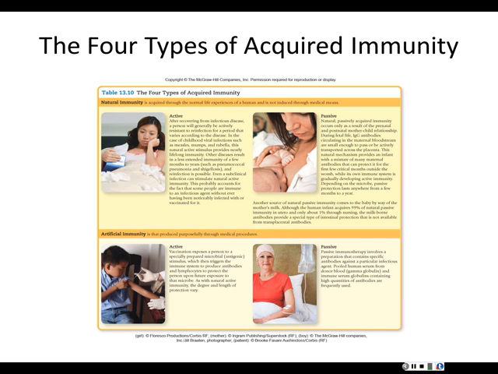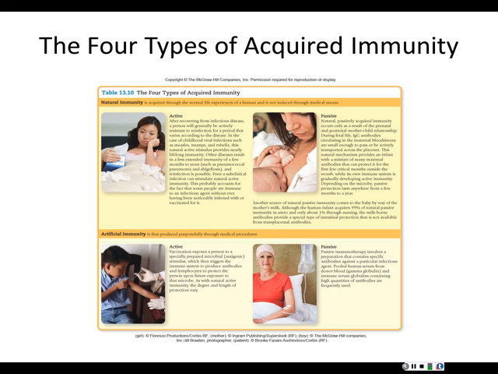So that means with passive immunity, there's no memory. You receive these antibodies, they do their job, but eventually they're going to get cleared out and go away. Passive immunity is not long-lasting. There's no memory. With active immunity, memory gets triggered.